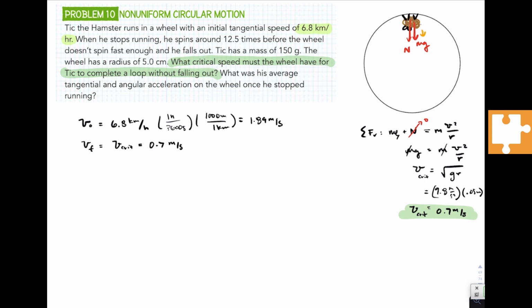If he goes around a circle 12 and a half times, is that a speed? Is that an acceleration? Is that a distance? Is that a time? A distance, right? And how do we make that a distance? Finding circumference. Yes, we find the circumference. So how do we get our distance? And are we using linear or radial variables here?